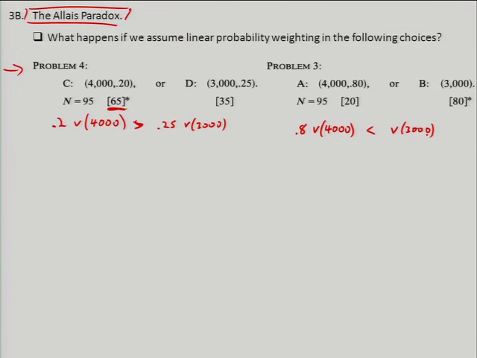So why can't I just multiply both sides of this math by 4? That would give me 0.8 v of 4,000 is greater than v of 3,000. Right? If the probability weighting function is linear, and people are evaluating their preferences for gambles according to some linear combination of some value function, it doesn't even matter what the value function is. Problem 4 suggests that people would prefer to take the 80% chance on 4,000, but we've seen that in problem 3 they actually don't. So this represents a contradiction, and that is the symbol for contradiction.